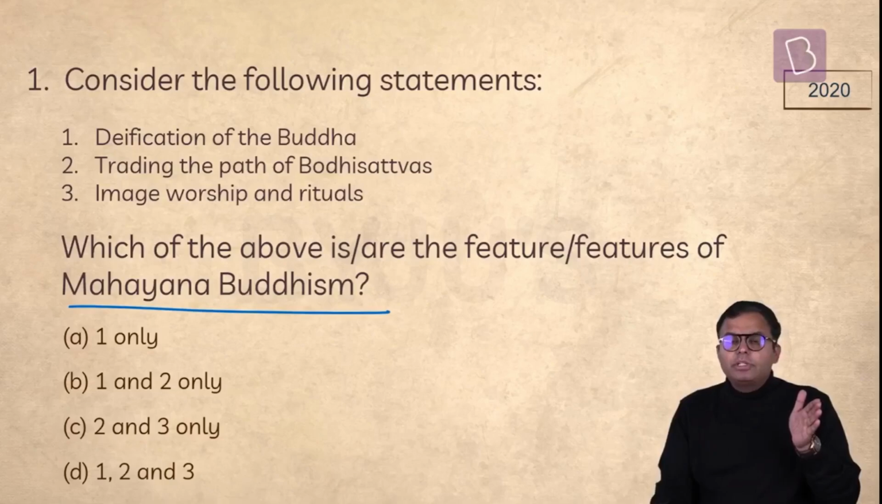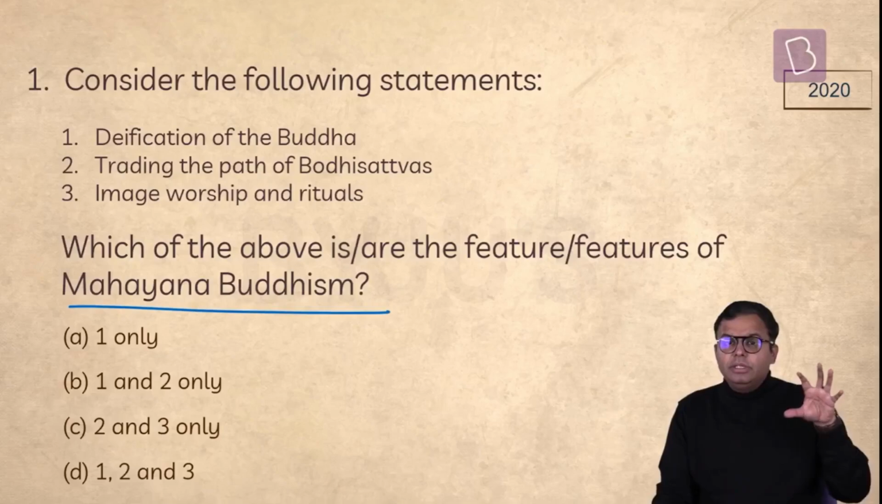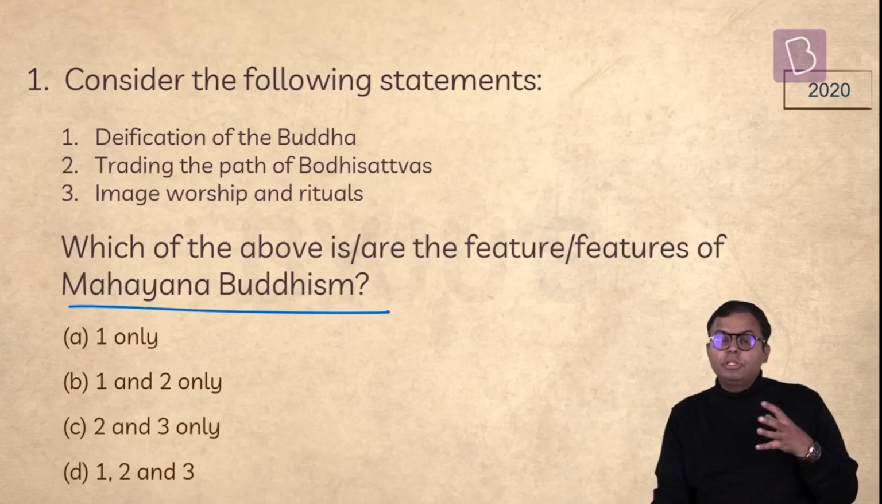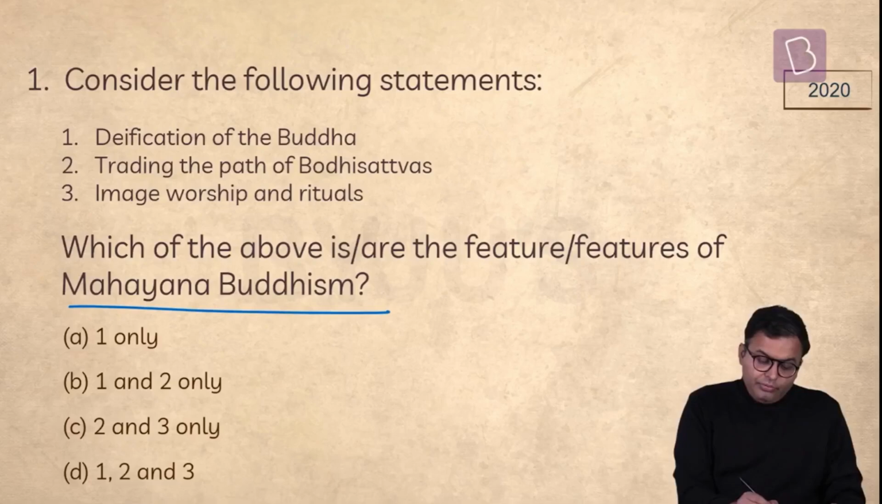Hinayana, which considered Buddha as a great teacher, not as God. They venerated and respected Buddha through symbols, not through image or idol worship. And in Hinayana Buddhism, they believed themselves to be closer to the original tenets. Hence, they are known as the elder school. So, deification of Buddha? Yes, Buddha is a deity.